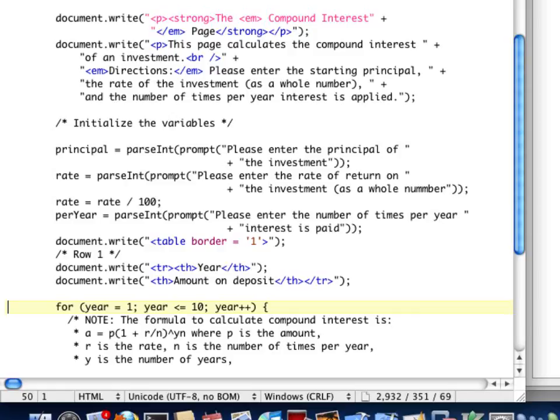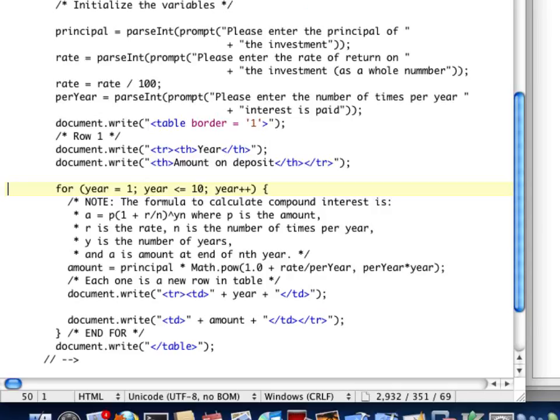Then you can see here's the formula to compute compound interest. So it's just simply the amount is equal to the principal times math.pow. This is a function. This allows me to take a base and an exponent. So if I was to write this out, I'd say 1.0 plus my rate, and this whole thing gets raised to the number of times per year times the year. Okay, so this formula allows me to compute compound interest.